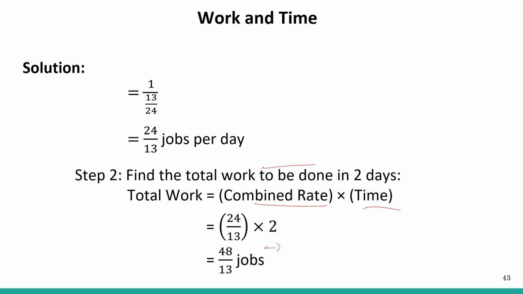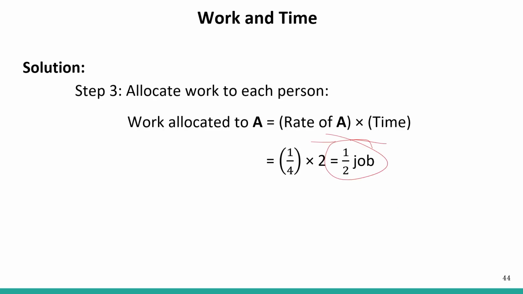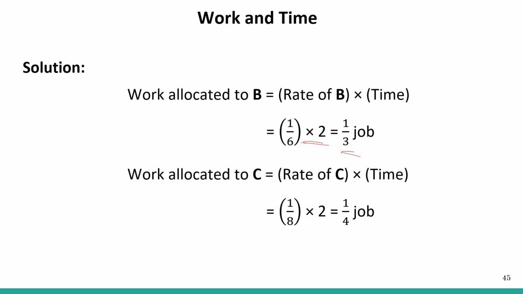Find the total work to be done in 2 days. Total work is equal to combined work rate into time. So 24 by 13 into 2 is equal to 48 by 13. So 1 by 4 into 2 is what? Work allocated to A is equal to half of the job. Work allocated to B is 1 by 3 of that job. Work allocated to C is 1 by 4 of that job.